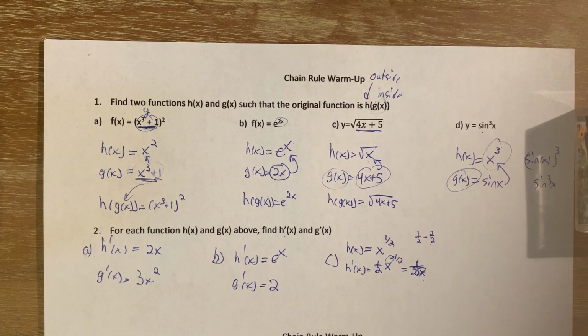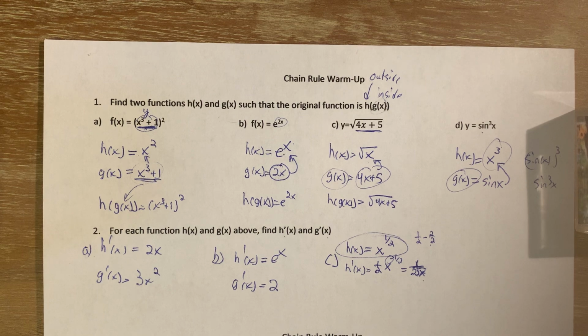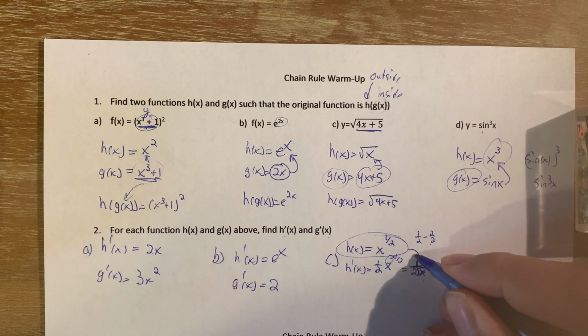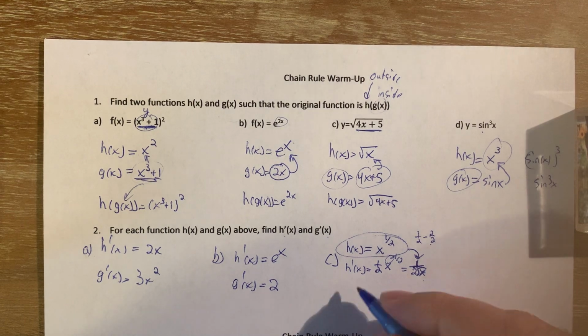So 1 over 2 square root of x. By the way, it's probably worth memorizing the derivative of the square root of x. You know, you need to be able to do all kinds of roots, but memorizing this comes up like 40 more times this year. So if you memorize it once, it'll save you a lot of time.